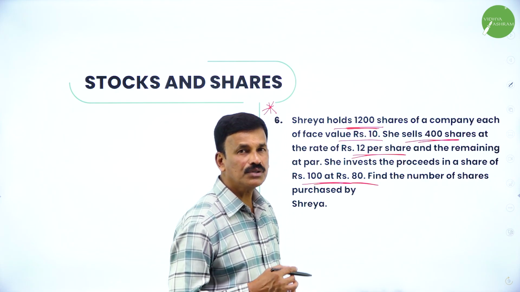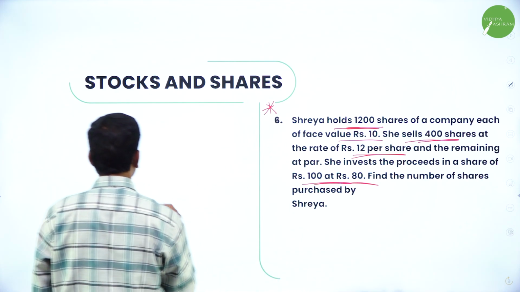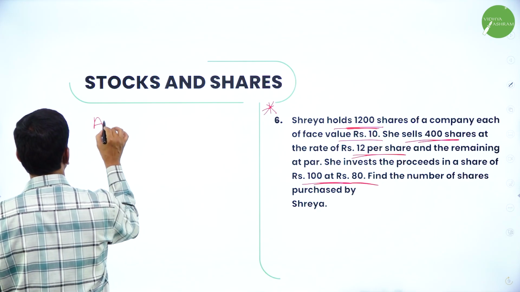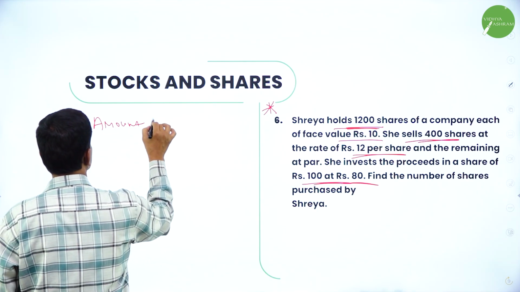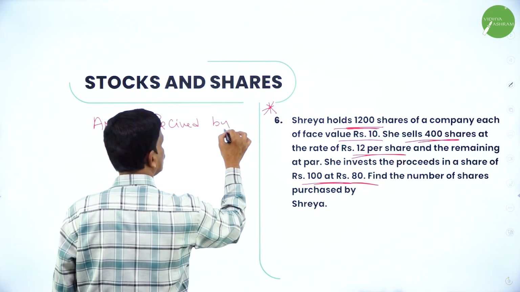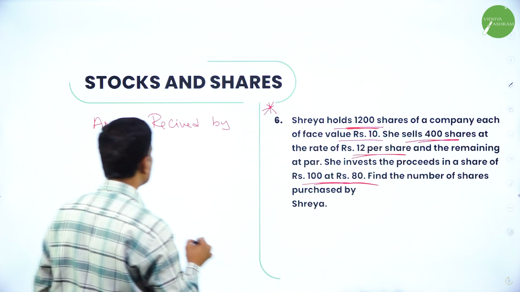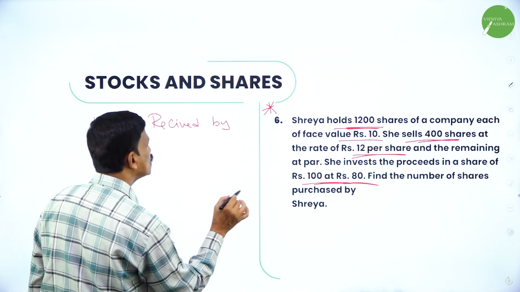Now, first find out the amount received by selling 400 shares.